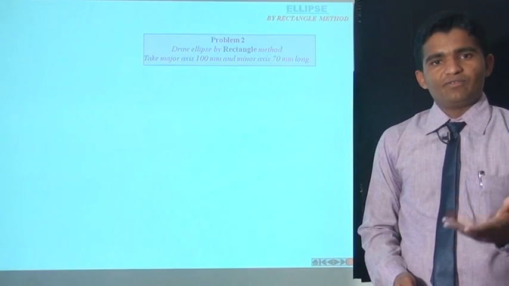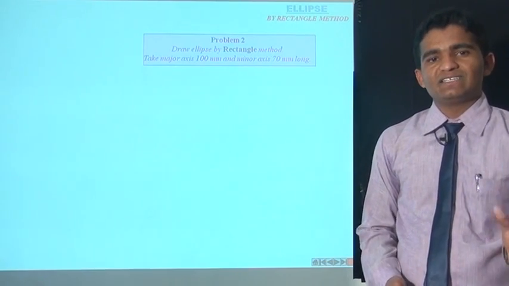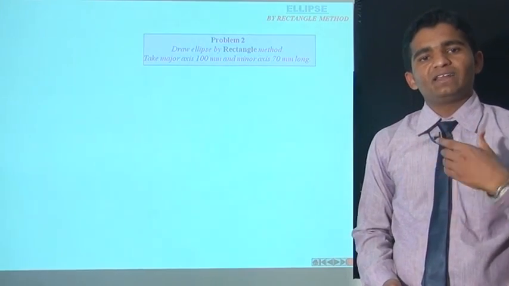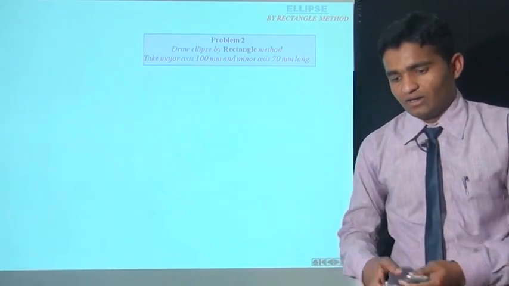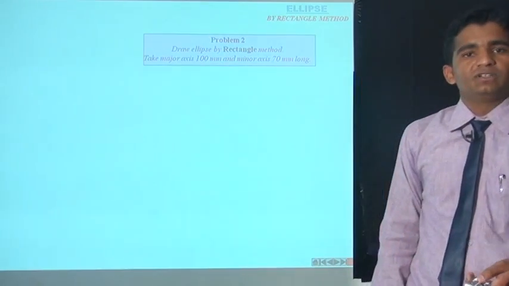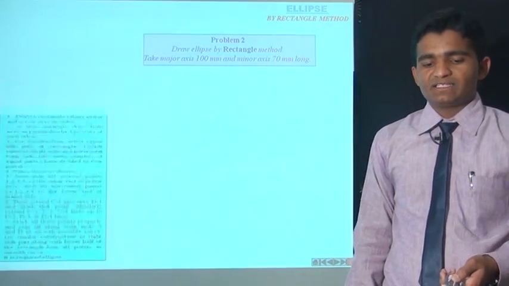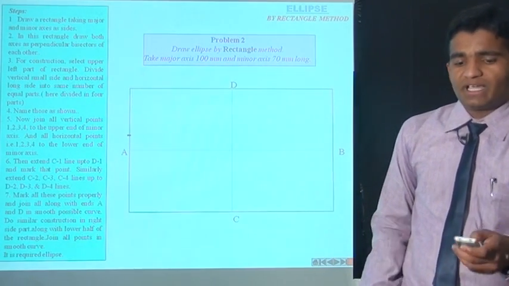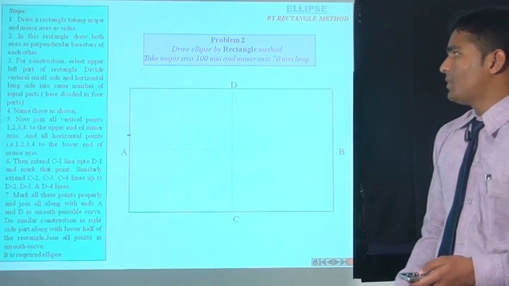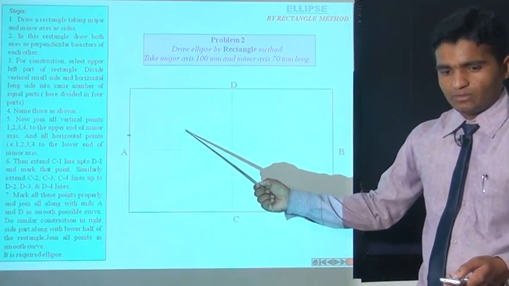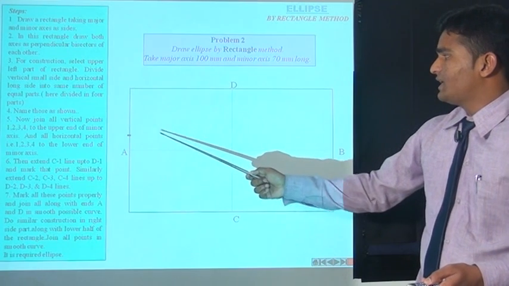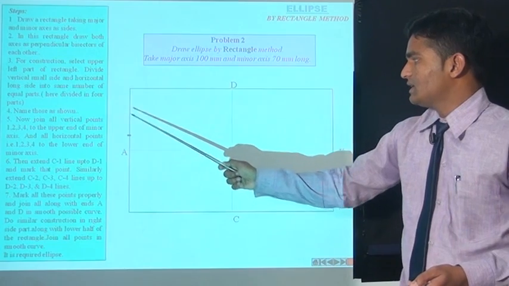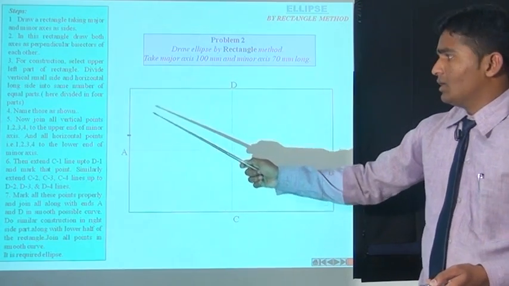So in the data we have the major axis as 100 mm. Consider 100 mm as the width of the rectangle and 70 mm as the height of the rectangle. So draw the rectangle of 100 by 70. Okay, now only consider the left upper part of the rectangle, the vertically smaller side and the vertically down side.